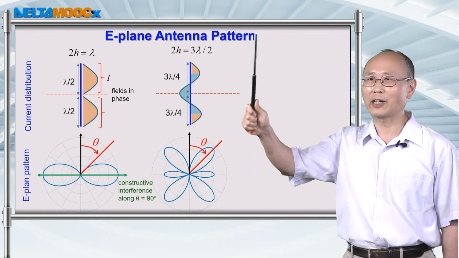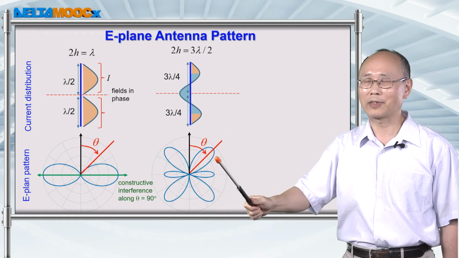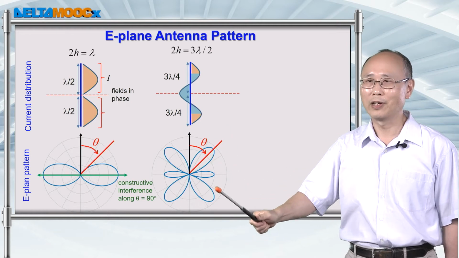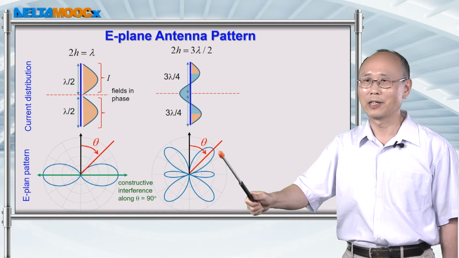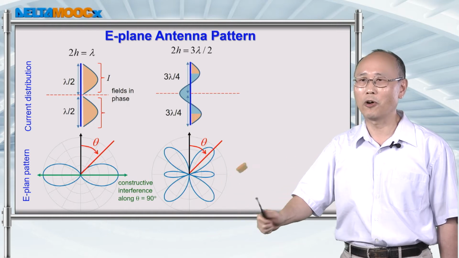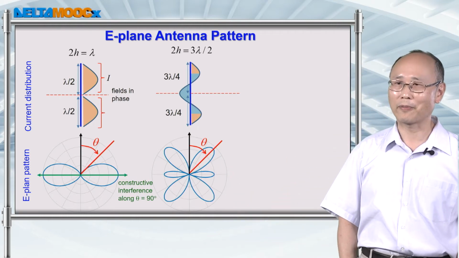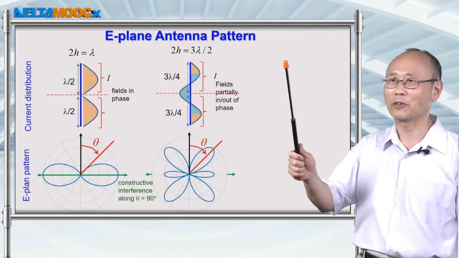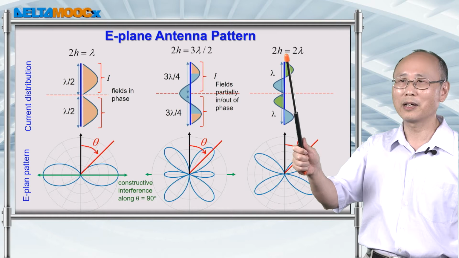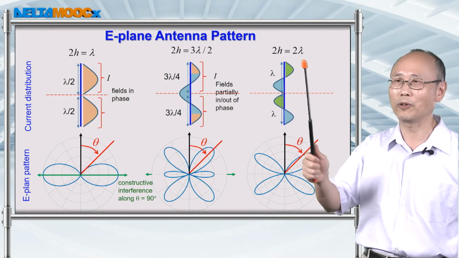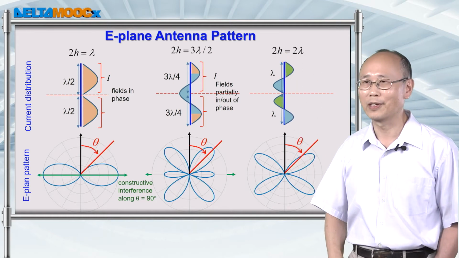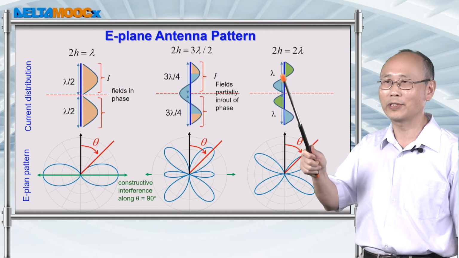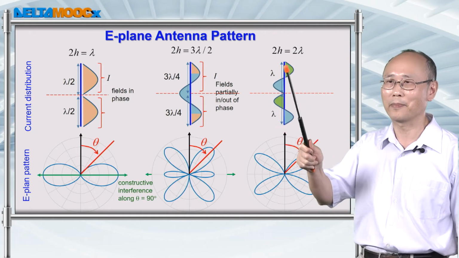However, along other directions, you can have the constructive interference. Therefore, along some directions, you have additional radiation lobes where you have high radiation intensity. Now, let's increase the antenna rod length to be equal to 2 times the wavelength. Then you have the 4 standing wave lobes on this antenna.